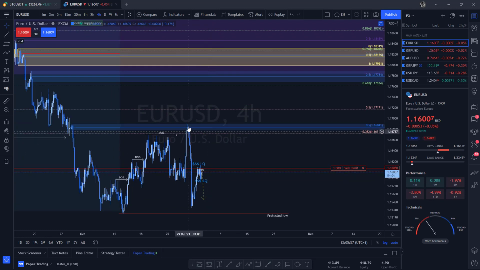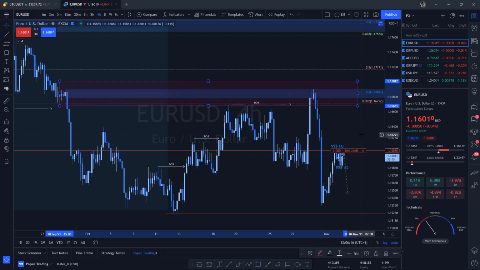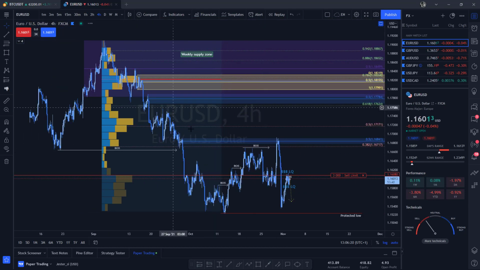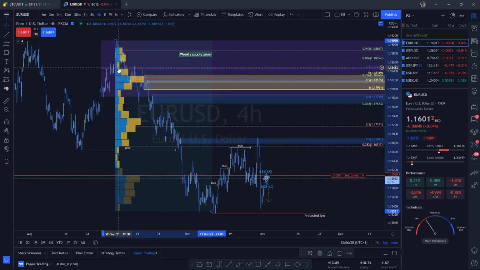So the price tapped into this zone, went a little bit higher. This is somehow a refined area. The entire zone should be something like this. Okay. And you have to practice and see how it works.